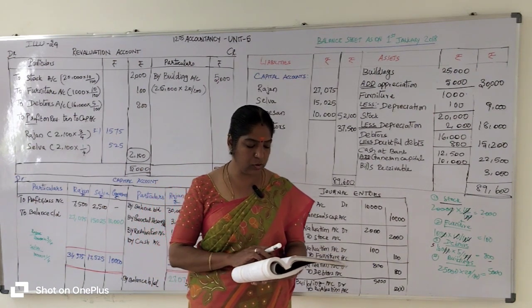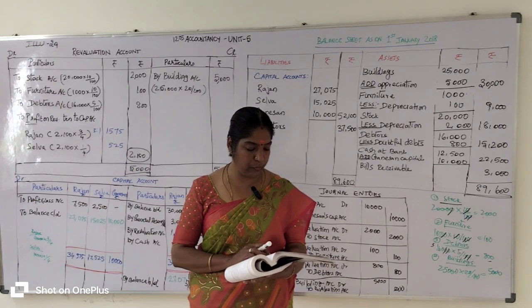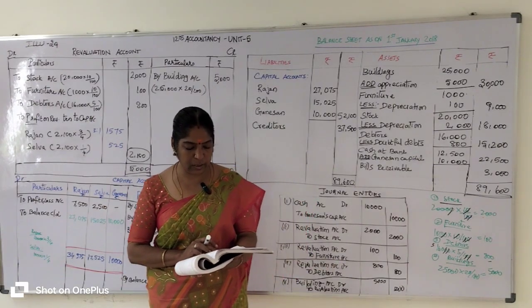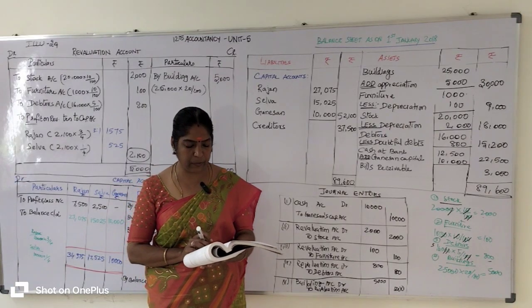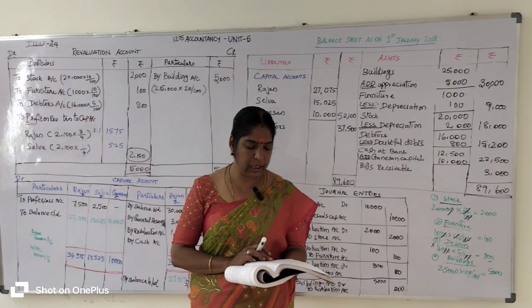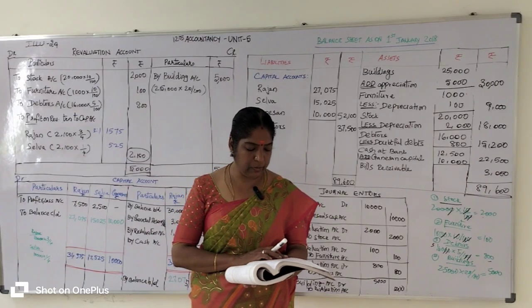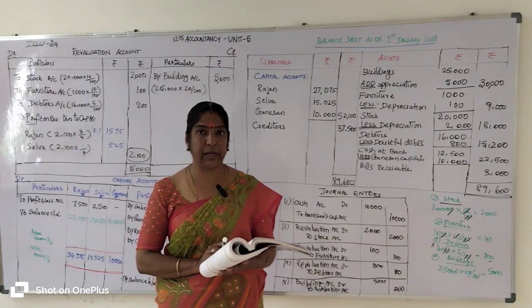Ganesan brings 10,000 rupees as capital for 1/5 share of profit. Stock and furniture are to be reduced by 10%. A reserve of 5% on the debtors for doubtful debts is to be created. Appreciate building by 20%. Prepare revaluation account, partners capital account, and the balance sheet of the firm after admission.